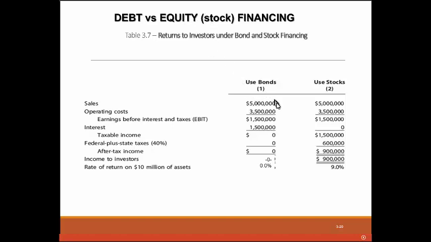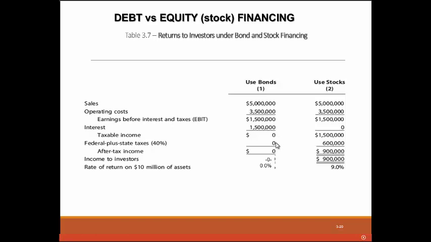Let's suppose a company had $5 million in sales. It had operating costs, including depreciation, of $3.5 million, and that would give the company EBIT, earnings before interest and taxes, of $1.5 million. And let's say that the company, from the debt that it has, has $1.5 million of interest. The $1.5 million of interest would completely consume all income before interest and taxes, so that the income before tax would be zero.